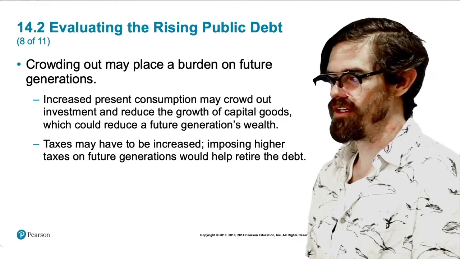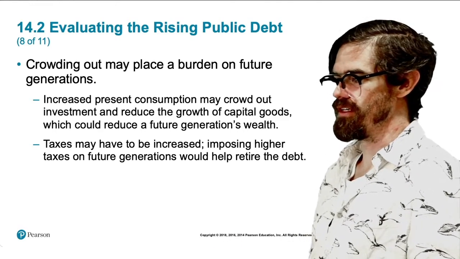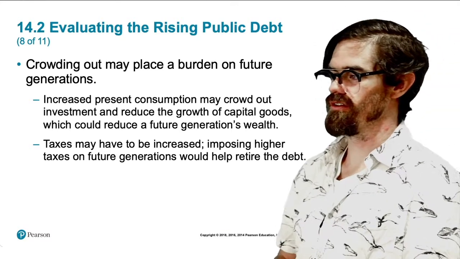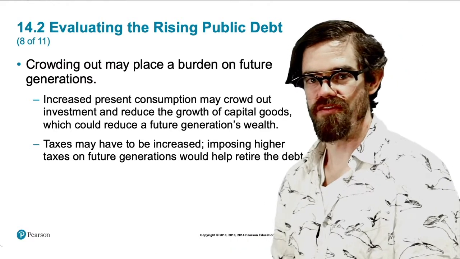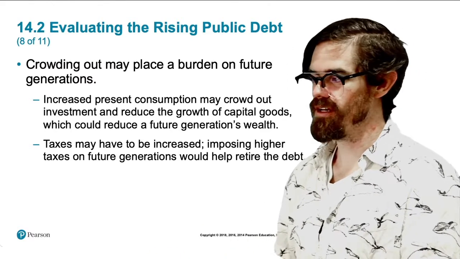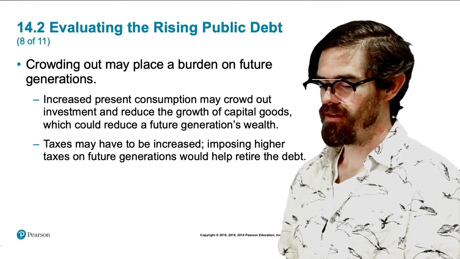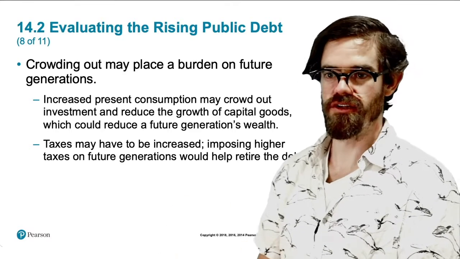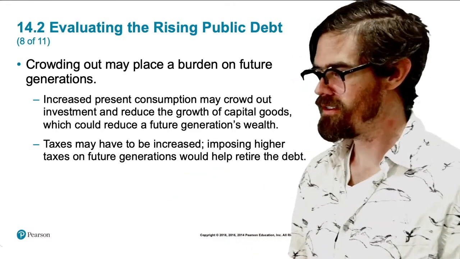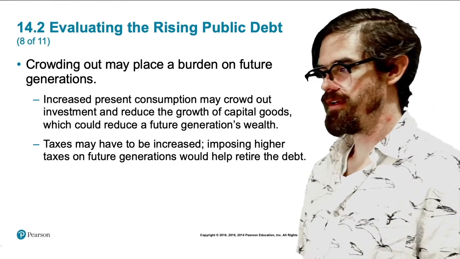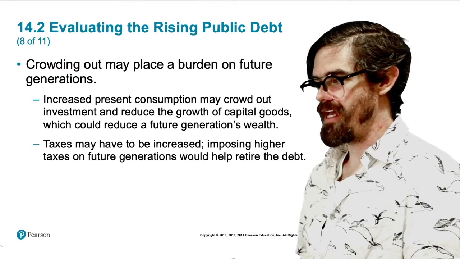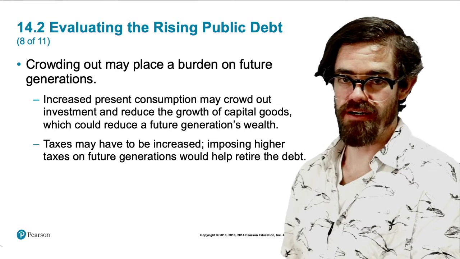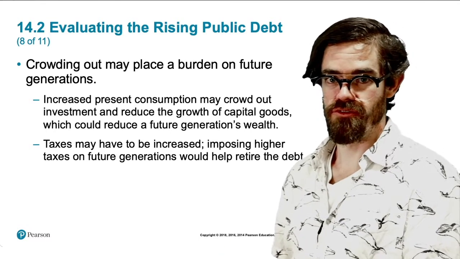And of course, this crowding out can place a burden on future generations. It leads to increased present consumption as a result of the increased expenditures, but it's of course crowding out investment. And if we're not investing in the economy, then economic growth is going to be hurt by that, right? Which of course, if economic growth is hurt, that means that future generations are poorer. They have less wealth. And so on top of that, taxes may have to be increased in the future, right? So we're going to have to pay this money back somehow. One way to pay it back is to increase taxes, okay?